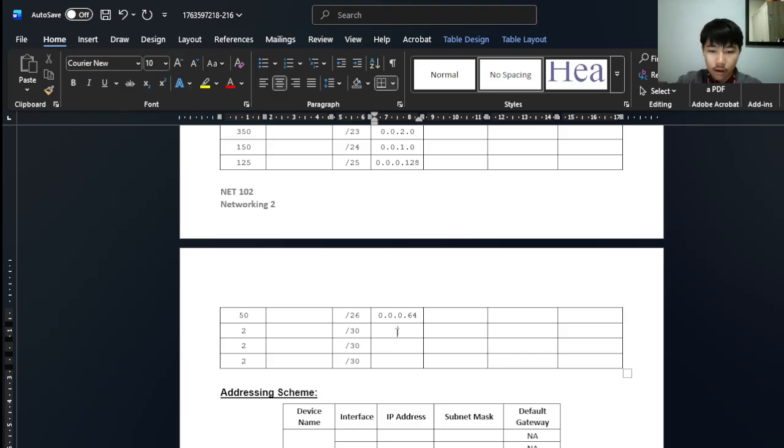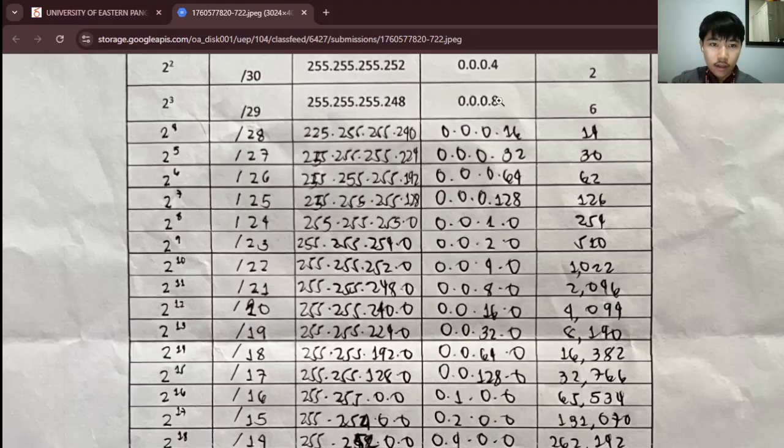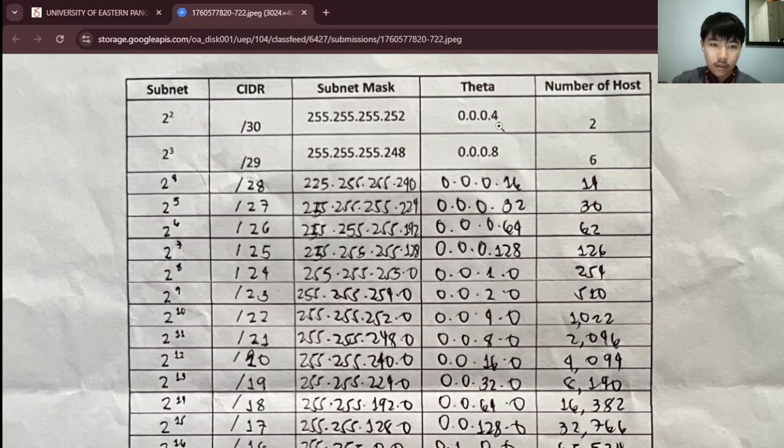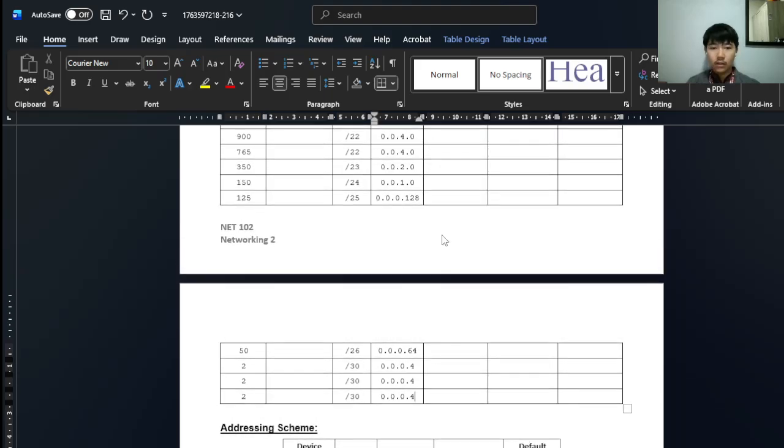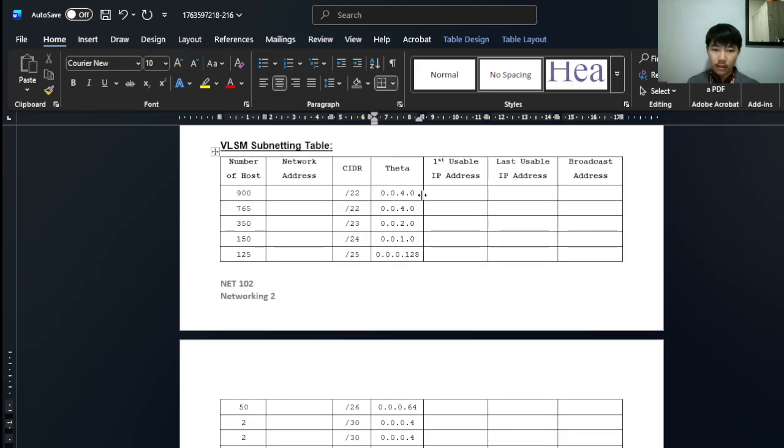For our routers, CIDR 30 has a theta of 0.0.0.4. So we are done with our CIDR and theta.